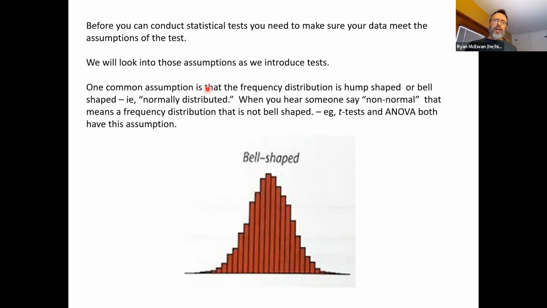When you hear someone say non-normal, that means a frequency distribution is not bell-shaped. For example, t-test and ANOVA both have the assumption of normally distributed frequency, the normal frequency distribution of your samples. And both t-test and ANOVA have what are called non-parametric alternatives. So if the data fail to meet the assumption, you can use this other approach.